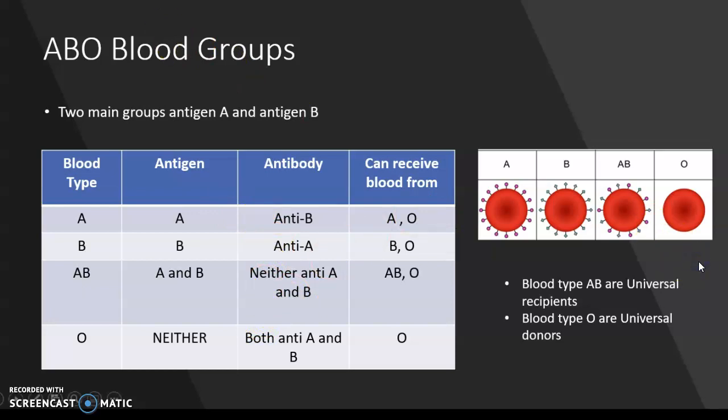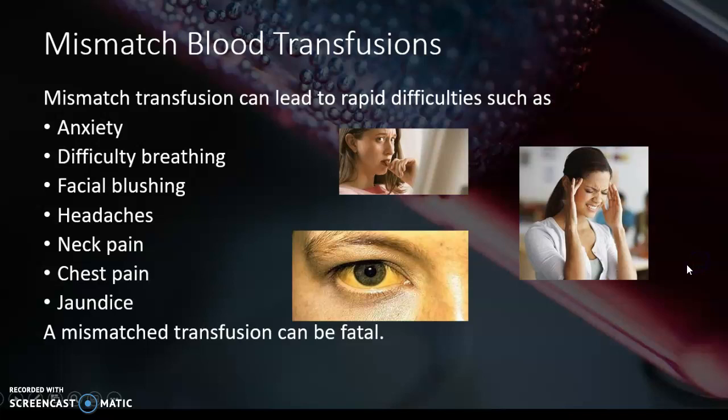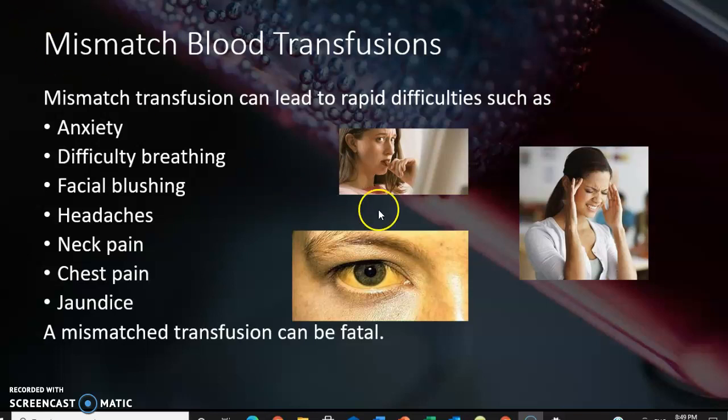Okay, moving forward, now we're going to talk about mismatched blood transfusions. When you get a mismatched transfusion, you can experience difficulties like anxiety, difficulty breathing, facial blushing, headaches, neck pain, chest pain, and jaundice. However, these are just the rapid symptoms, the ones you're able to see right away. A mismatched transfusion can be fatal and can lead to death.